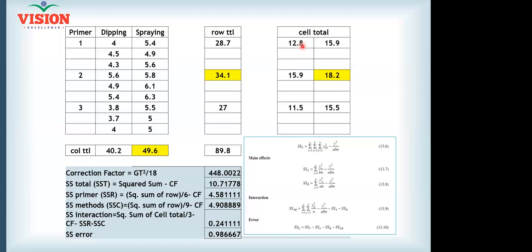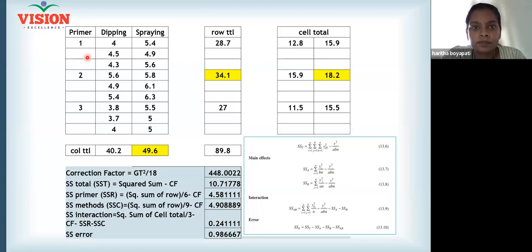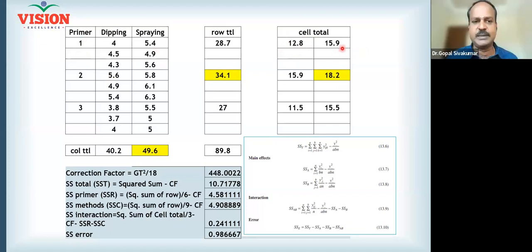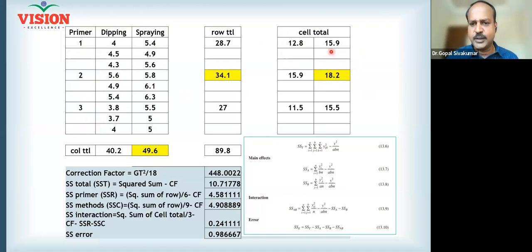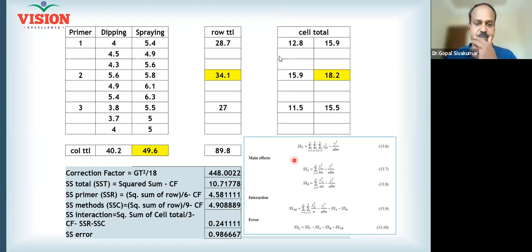That is the cell total. First cell: primer one dipping combination, 12.8. Primer one spraying combination, 15.9. Primer 2 dipping, 3 data points; primer 2 spraying, 3 data points total. Similarly, primer 3 dipping, primer 3 spraying. So you have 6 sum values. With the help of these 6 sum values, we are going to find the sum of square for the interaction.